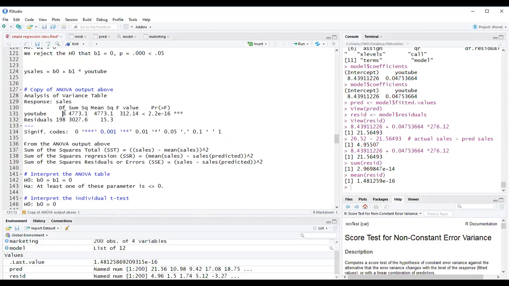So the degree of freedom, number one, ito, is the degree of freedom of your regression. And it's equal to the number of regressors. So ilan ba yung regressors natin? Ilan yung independent variable natin? Isa lang, si YouTube lang. Okay, so kaya 1 yan, no? 1.